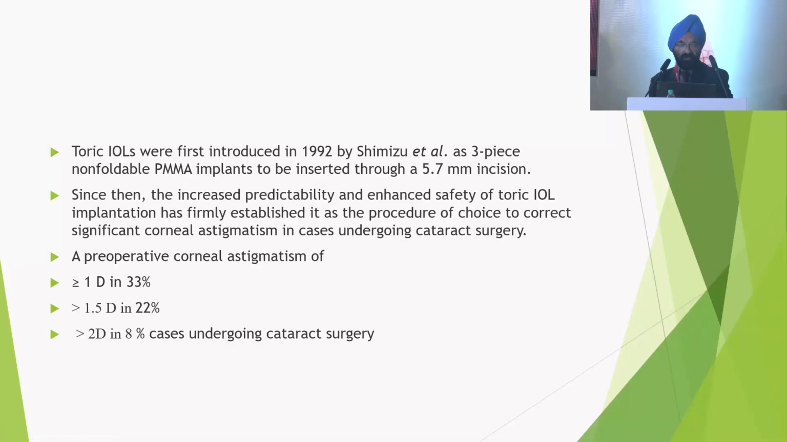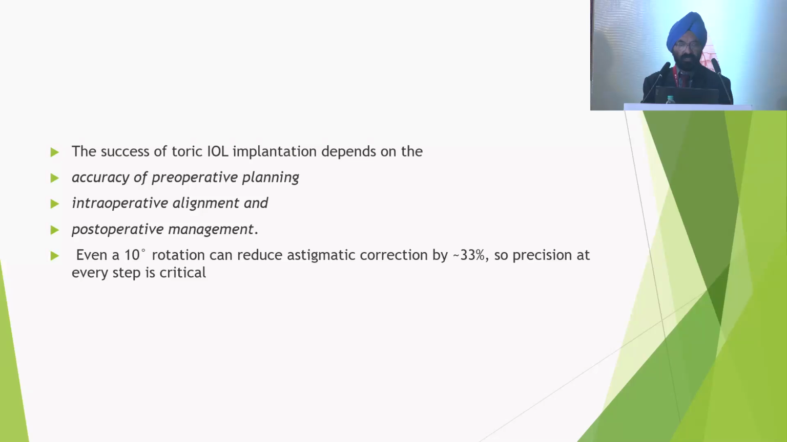We all know that in patients undergoing cataract surgery, there is preoperative corneal astigmatism of more than 1 diopter in 33%, more than 1.5 in 22%, and more than 2 in 8% of cases. The success of toric IOL implantation depends on accuracy of preoperative planning, intraoperative alignment, and postoperative management.